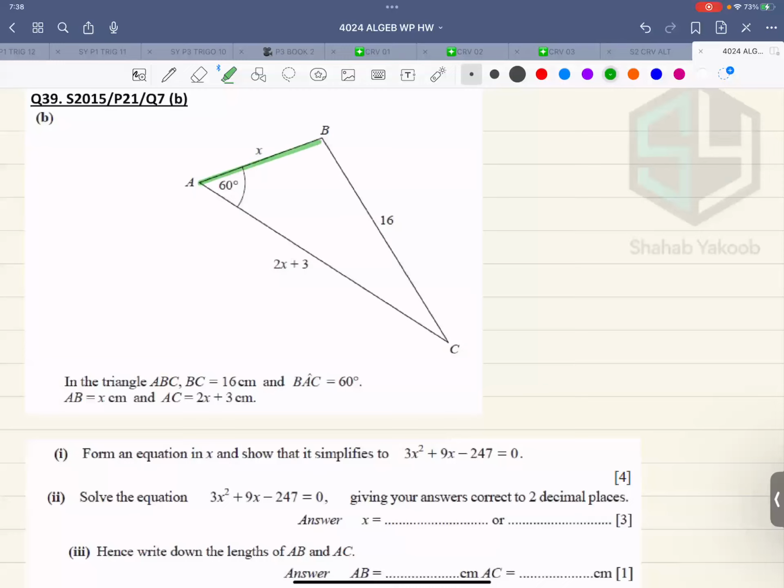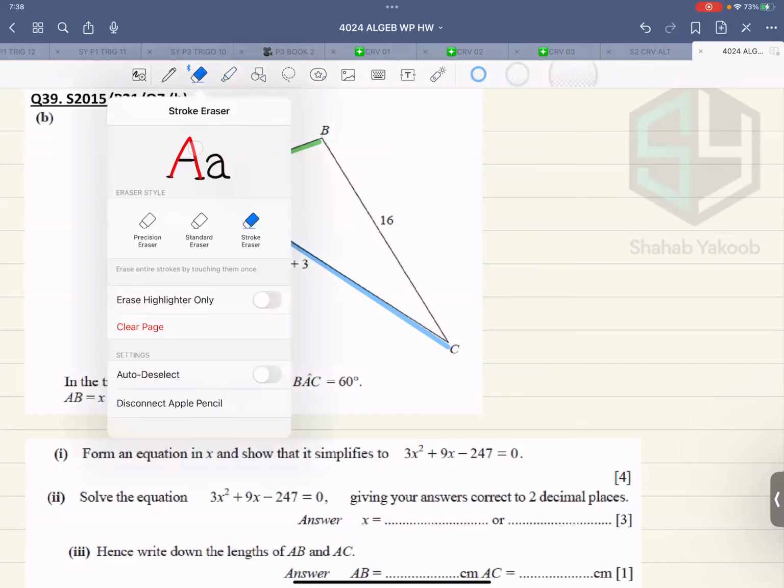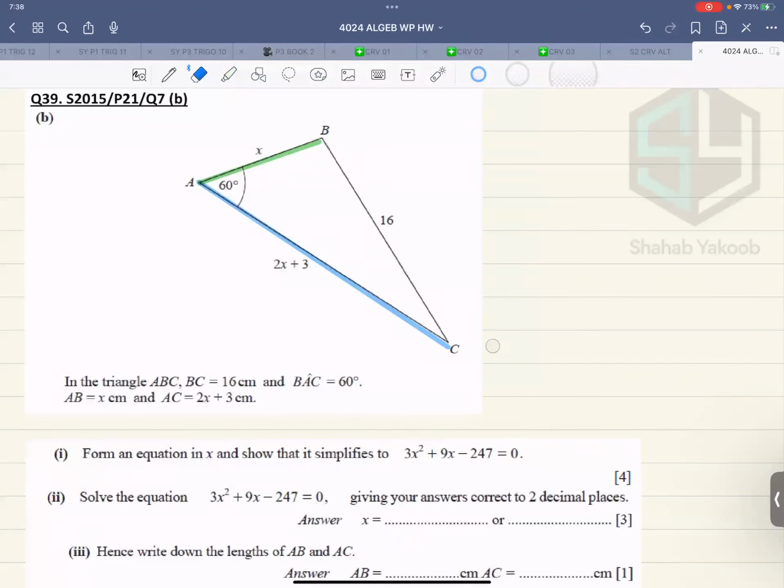Let me label this length in green color. Let me label this length in blue color like this. And let me shorten it a bit. So let me grab an eraser from here, and that's how I shorten it. And let me label this thing in red.